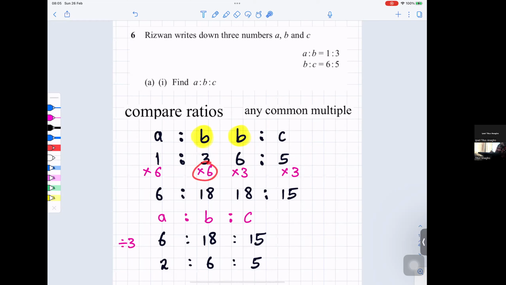So when we multiply this by 6, we have to multiply A by 6 as well. If you multiply this one by 3, you have to multiply this by 3 as well. But you can use another common multiple. So 3 times 6 is 18. 6 times 3 is 18. And this one will be 6 is to 18 is to 15. So A is 6, B is 18, and C is 15.